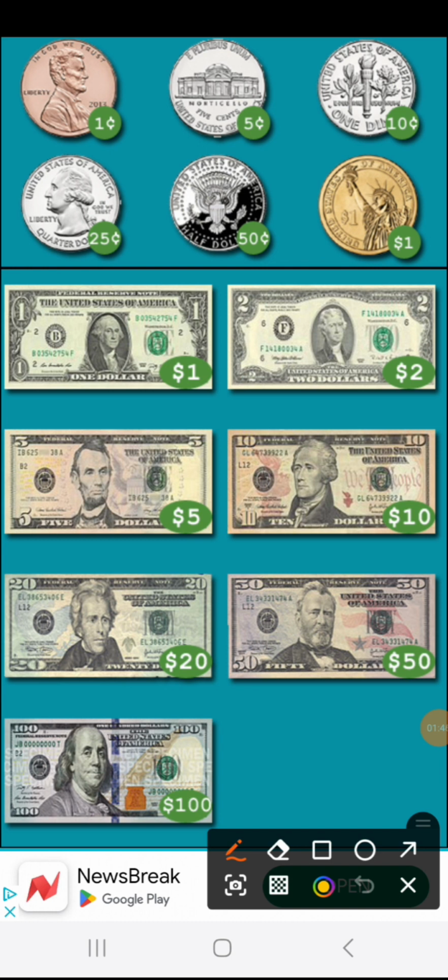Circle the $2 bill. $2 bill. Good job. Circle the $5 bill. What's 5 plus 2? 7. So if you got a $5 bill plus a $2 bill, you got $5, $6, $7, okay? Right, so remember, this is a $2 bill. So one, two is the same thing as this here. So two of these is the same thing as the $2 bill here, okay?